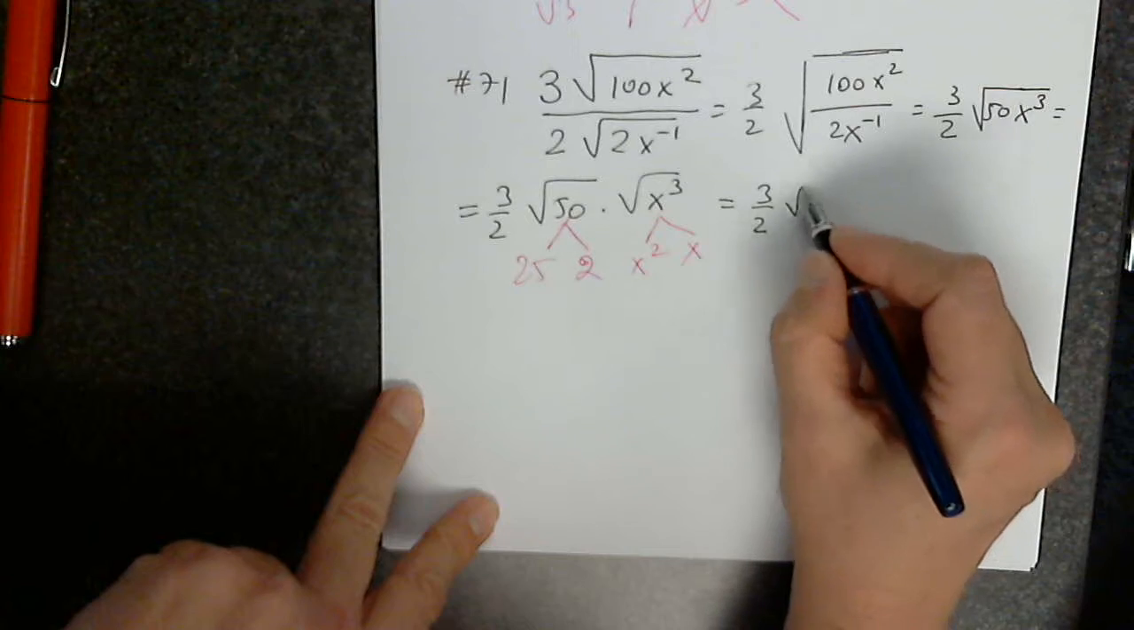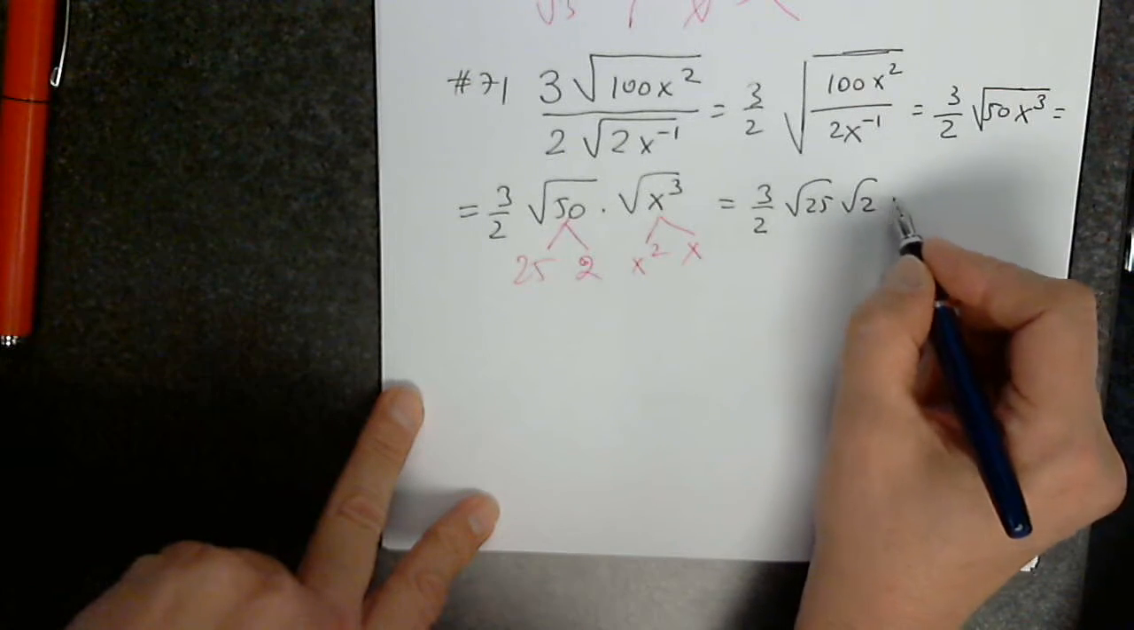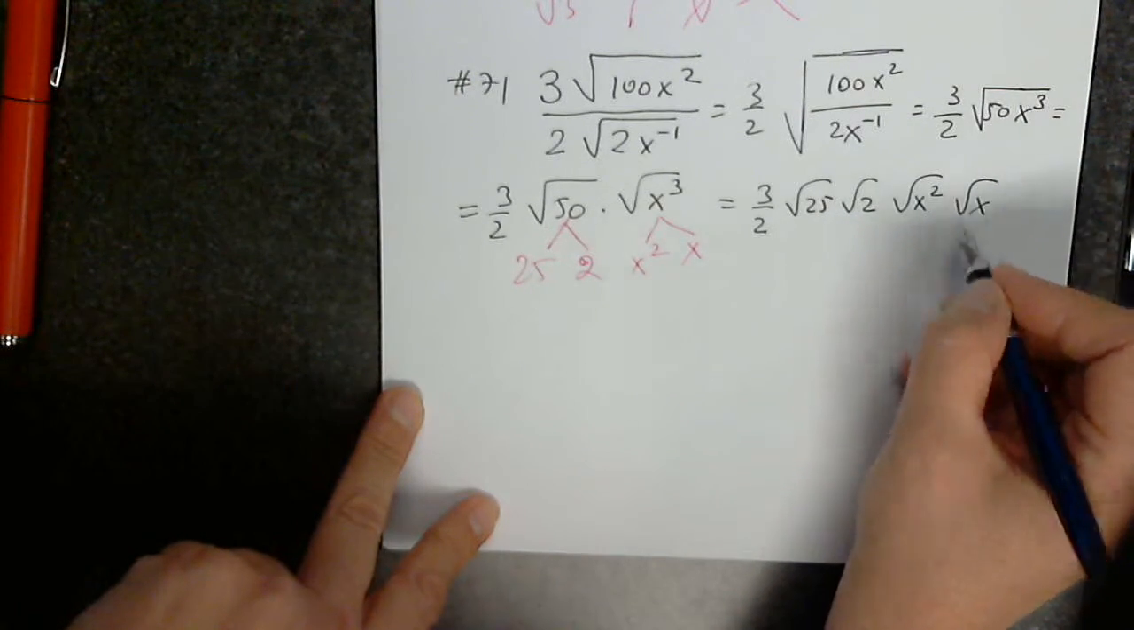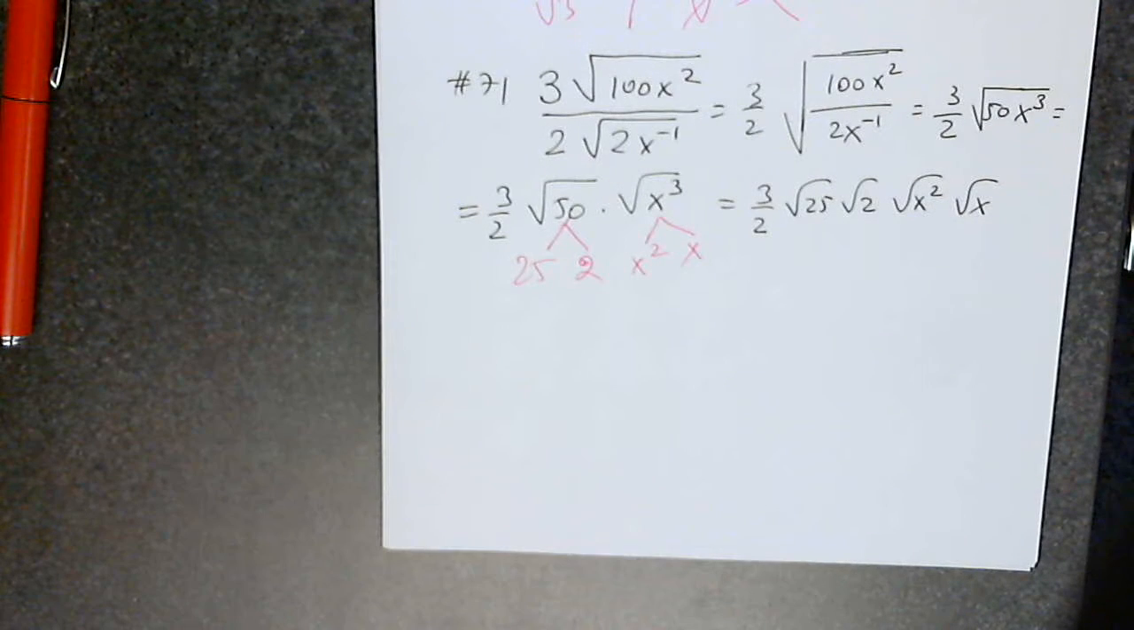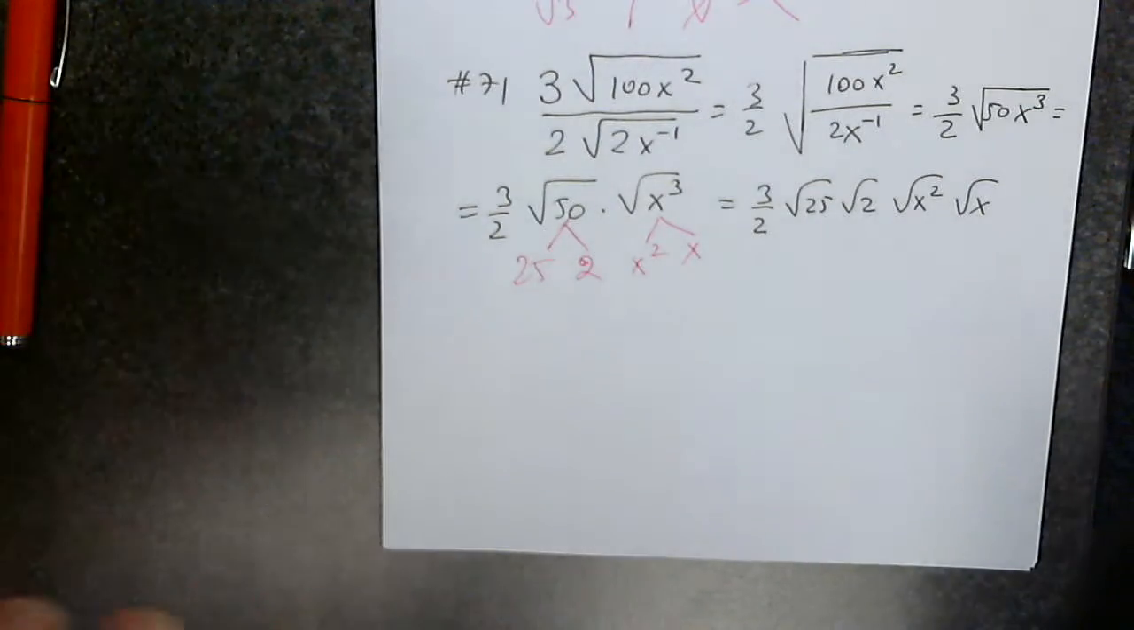3 over 2, the square root of 25, the square root of 2, the square root of x squared, the square root of x. You know now which radicals will go away. Which radicals will go away? First and the third. Very good. So what is the simplified form?